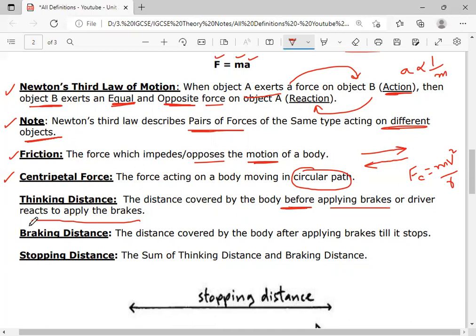Then here comes the definition of braking distance. It is the distance covered by the body after applying the brakes till it stops.